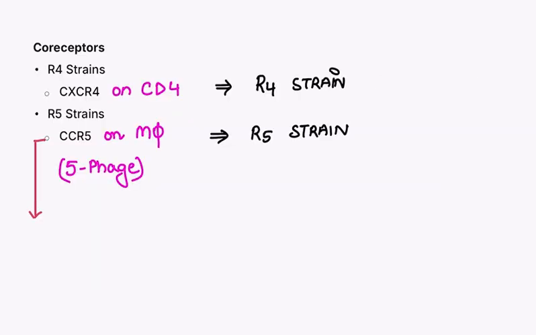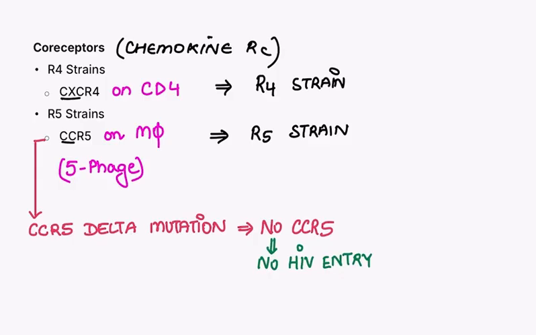In case you've forgotten pathology, CXC, CC, these are what? These are chemokines. So these co-receptors that you're talking about are the chemokine receptors. And always, some genetics will be involved everywhere. So just imagine some lucky person is born without CCR5, meaning there is a CCR5 delta mutation. Now if the co-receptor is not there, HIV will not be able to enter and bind. This means there is no HIV entry.